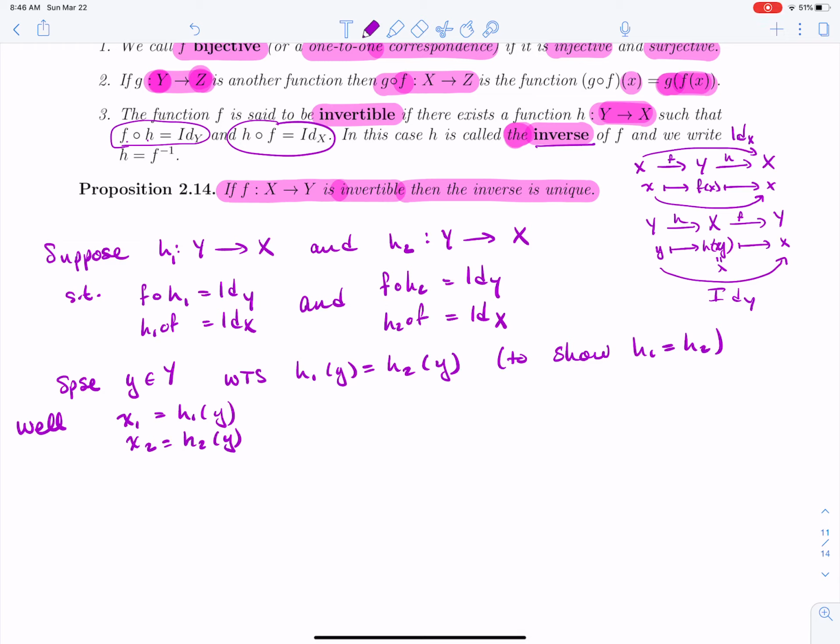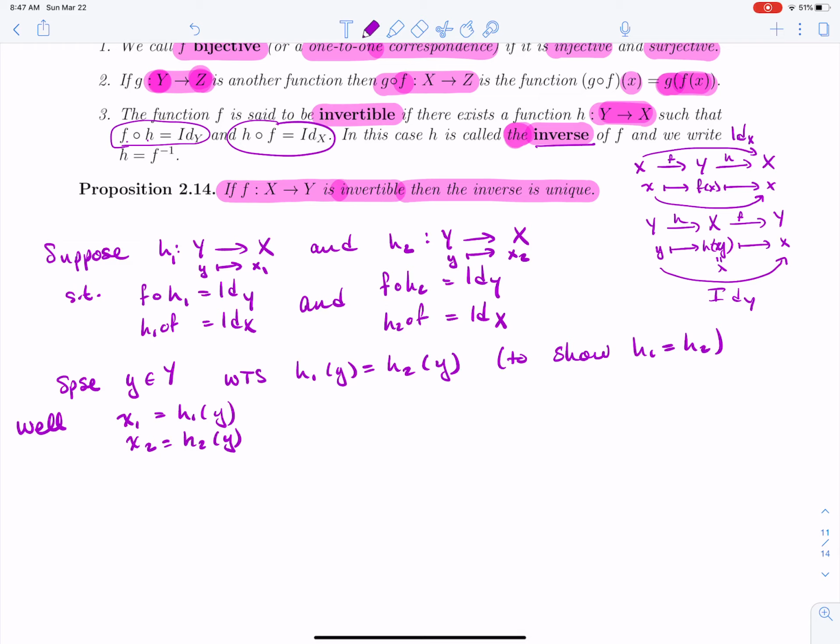Well, for lack of a better idea, we now have something, so we have a little x1. What does h do? So h1 takes my little y and maps it to x1, and it takes my little y and maps it to x2 under h2.